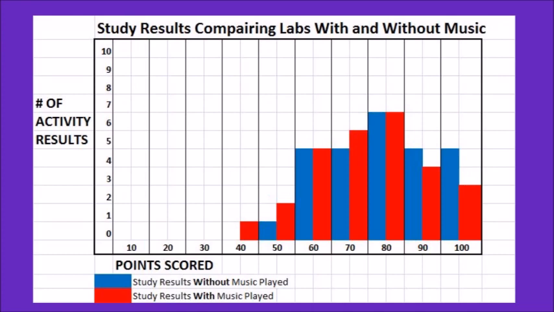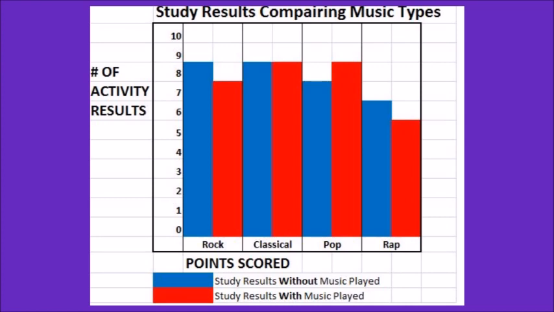Here are results shown comparing tests with and without music. Blue being points scored without music playing, while red shows points scored while music was playing. Here, we tested how different music types affected cognition. As you can see, there was not much of a difference between all 4 tested genres.